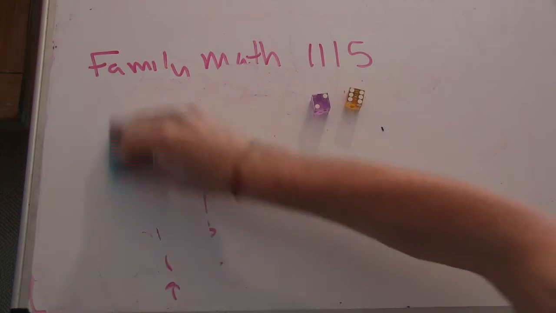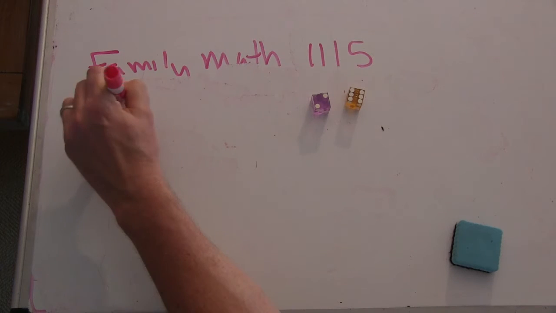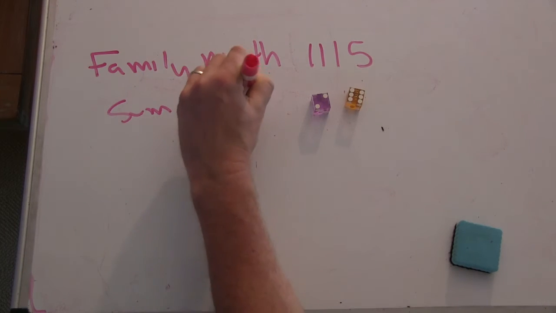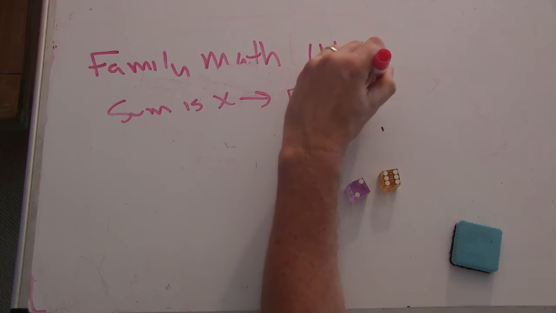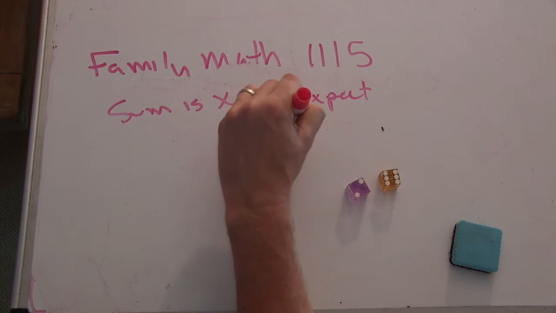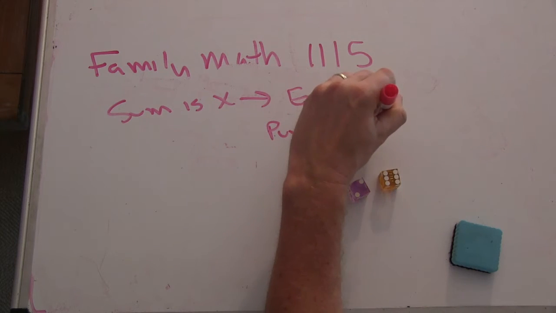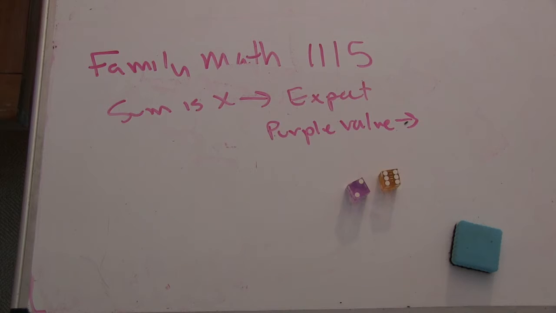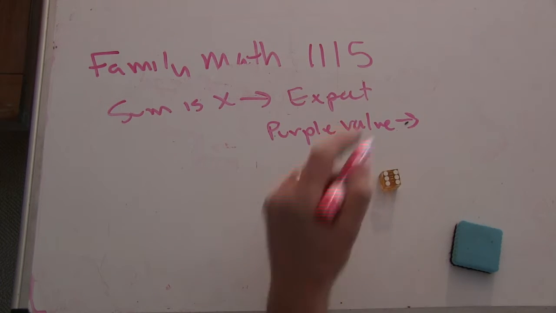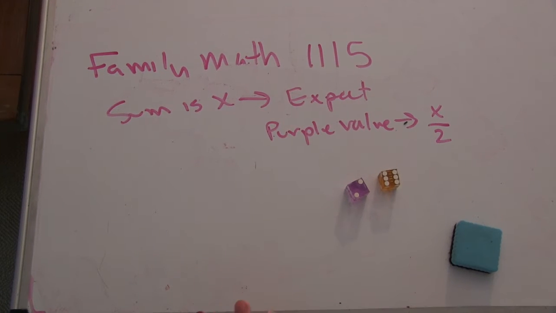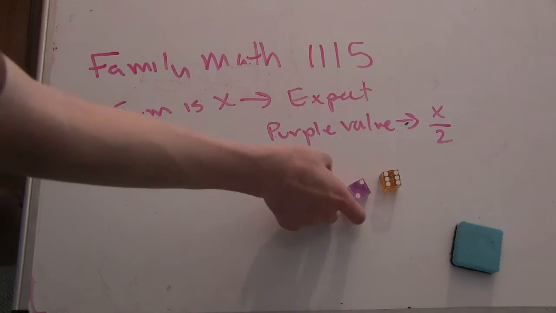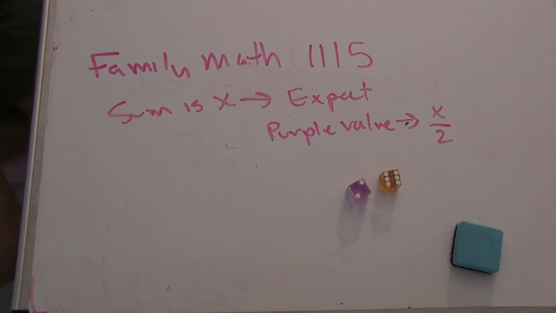So if the sum is x, what's your guess as to what the expected purple value is? Maybe x over 2. Yeah, I would say that too. And your reasoning is? Well, each of the dice have the same expected value, so the expected values have to add to x.